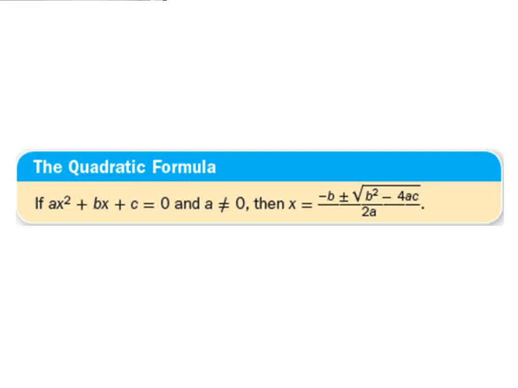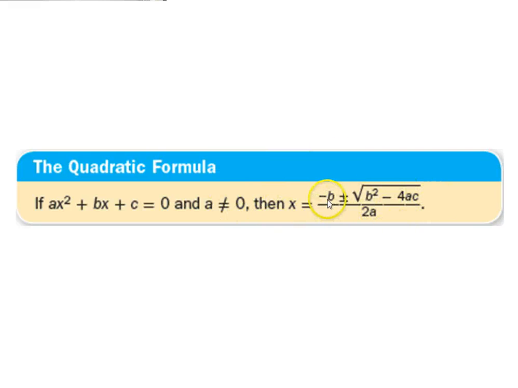And the first thing we need to know, if we're going to do that, is we need to know the quadratic formula. And the quadratic formula says that if ax squared plus bx plus c equals 0, and a is not equal to 0, then x is equal to this mess right here.